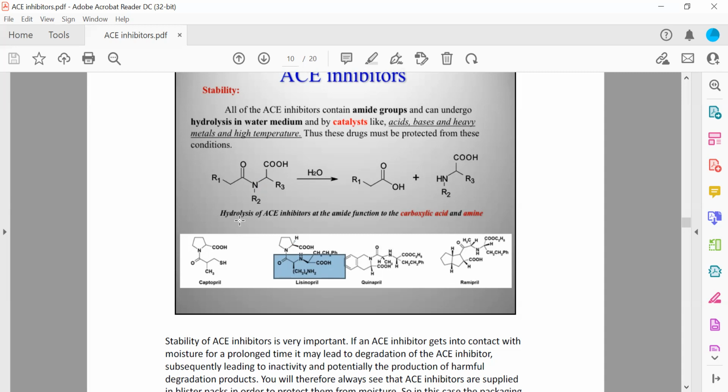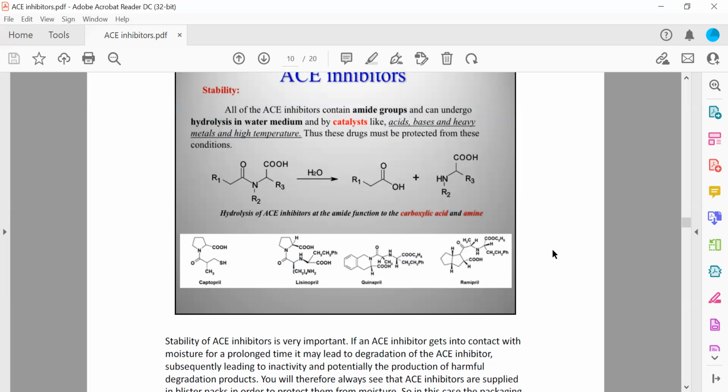So I did note it down here. Hydrolysis of the ACE inhibitors at the amide functional group gives rise to a carboxylic acid and an amine. So this is for all of the ACE inhibitors. Even for ramipril, please note that there's a missing tertiary amine here, it can break at that bond, as I'm indicating here, can break on that bond, forming thus the amine as well as the carboxylic acid degradation products.